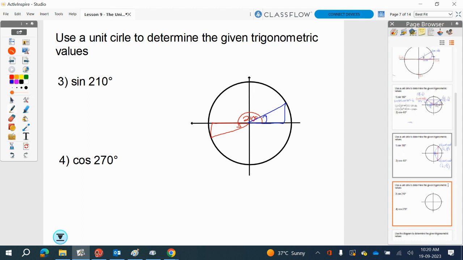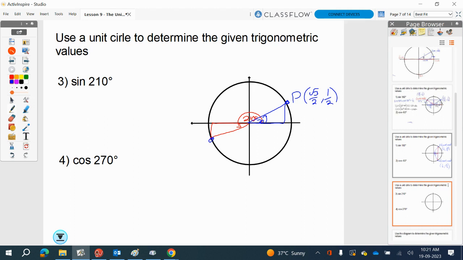Somebody over the back there. You want to give me an answer? 30 degrees. This one will be 30 degrees. So here we've got 30 degrees. So what are the coordinates of point P? Cos 30, sine 30. Let's go straight to the numerical values now. Root 3 over 2 and 1 over 2.